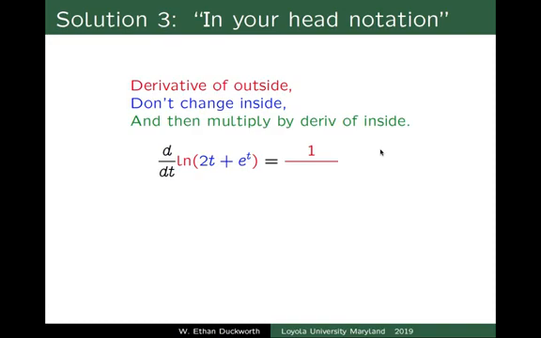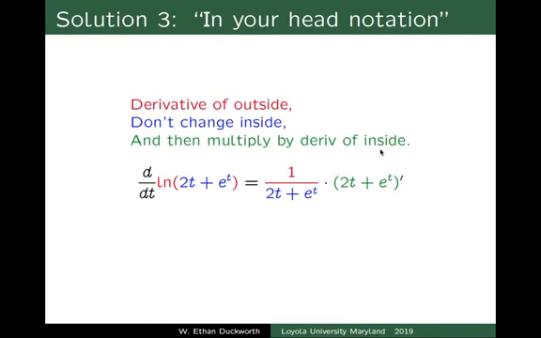It was clear on the left that the inside is 2t plus e to the t. It's perhaps a little less clear on the right-hand side, but I'm still going to write it in blue, and I know where it needs to go. It needs to go underneath that 1 over. So that's what I mean by the inside when I have a fraction, is the part on the bottom. Okay, and then the last part is multiply by the derivative of the inside. I haven't done that yet, but it will go on the far right-hand side of that formula.